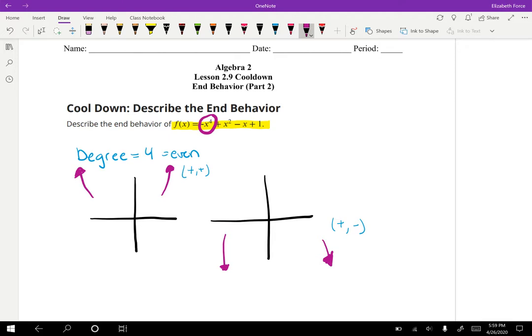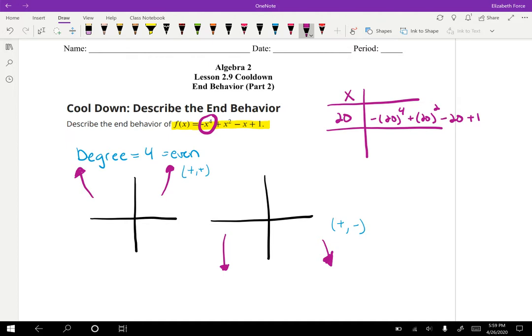You want to test out a number larger, a little bit further away from 0. And I'm going to go ahead and test out, let's go ahead and put 20 into the function and see if we get a positive or a negative. So we have a negative 20 to the 4th plus 20 squared minus 20 plus 1. And we want to see if that's going to give us a positive or a negative. I don't really care what the value is.